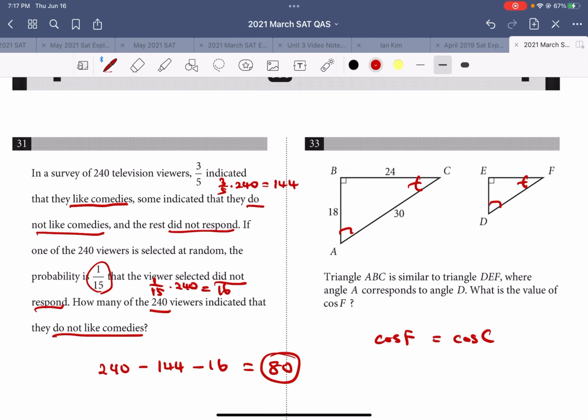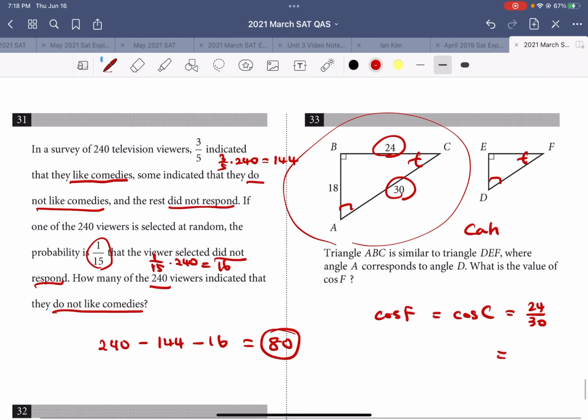So if you look at this triangle instead, cosine is adjacent over hypotenuse, so adjacent means 24 over hypotenuse 30. So 24 over 30, and then you can reduce by 6, so 4 over 5. So the answer should be 4 over 5. Instead of finding cosine F, you can find cosine C. Cosine C is adjacent over hypotenuse, and then reduce it, okay? Then you're going to get the answer 4 over 5.